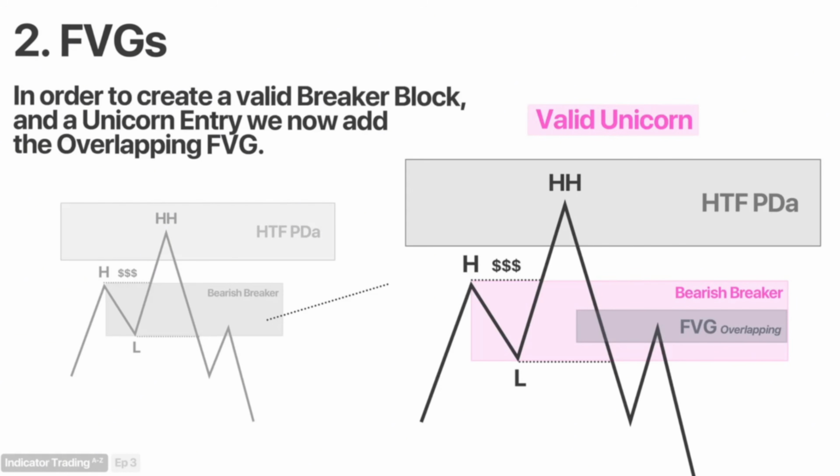So in order to create a valid breaker block and a unicorn entry, we must now add an overlapping fair value gap.